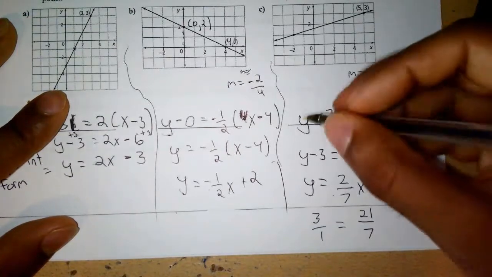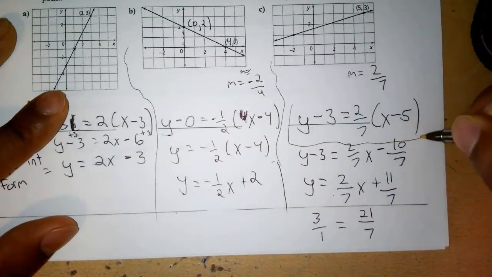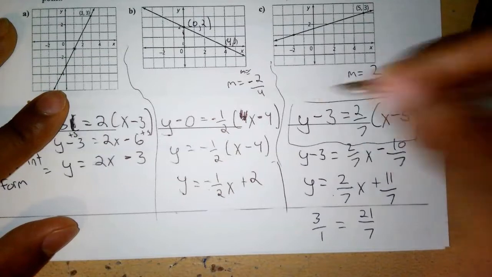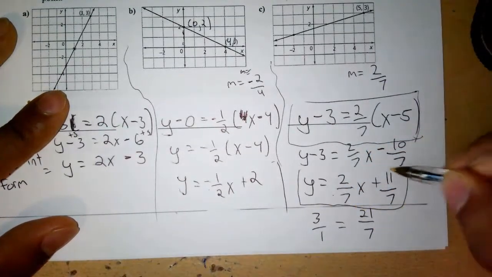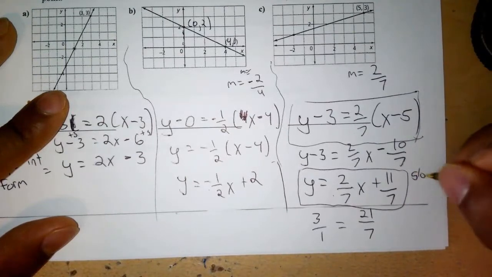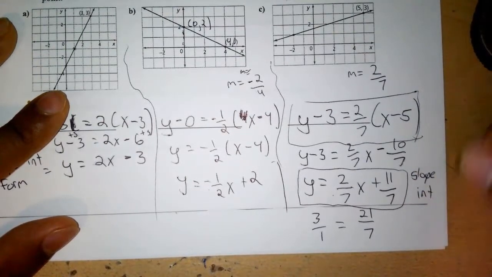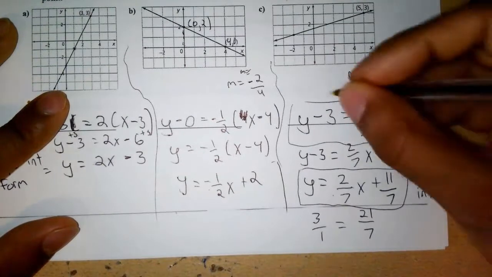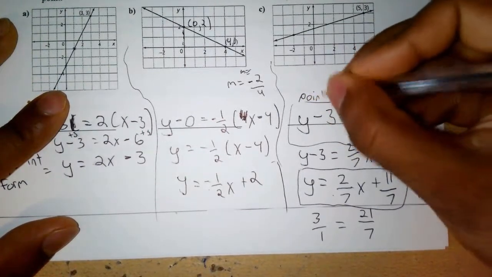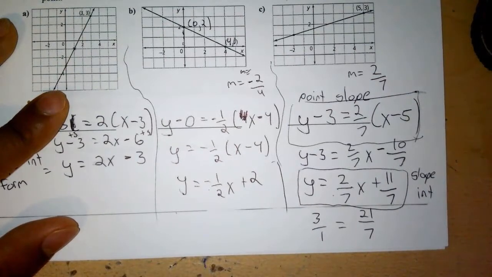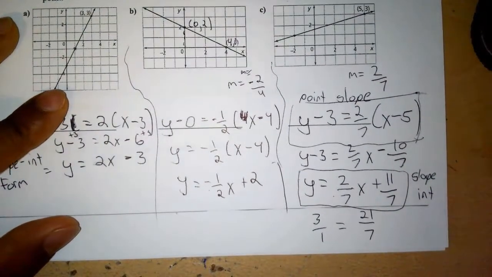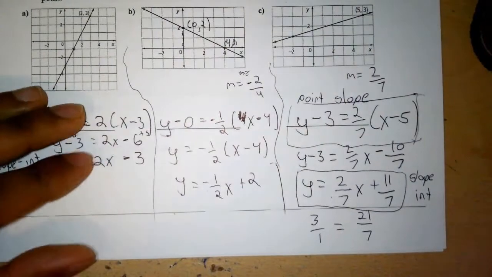Okay, so this is the point slope form, and this one right here is slope intercept. Right, slope intercept, point slope. Okay, all right, so let's move on to the next page.